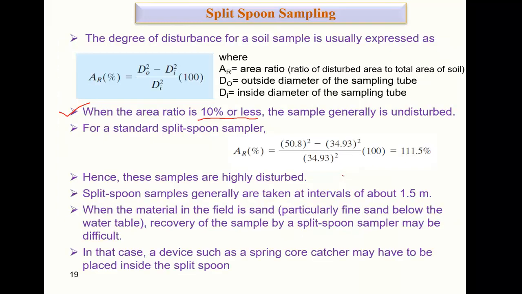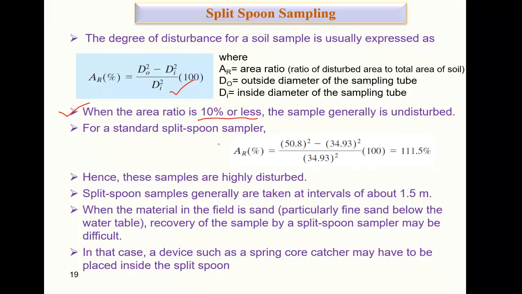As I said, the degree of disturbance for a soil sample is usually expressed like this. That is the formula to calculate the degree of disturbance: (d0² − di²) / di² × 100. It gives you the result in percentage. What is d0? d0 is the outside diameter, and di is the inside diameter, right?